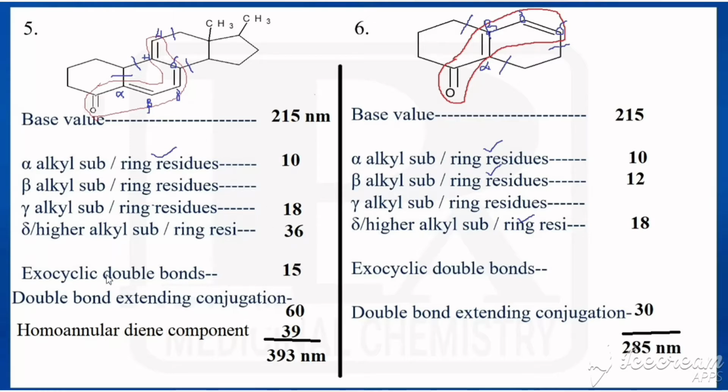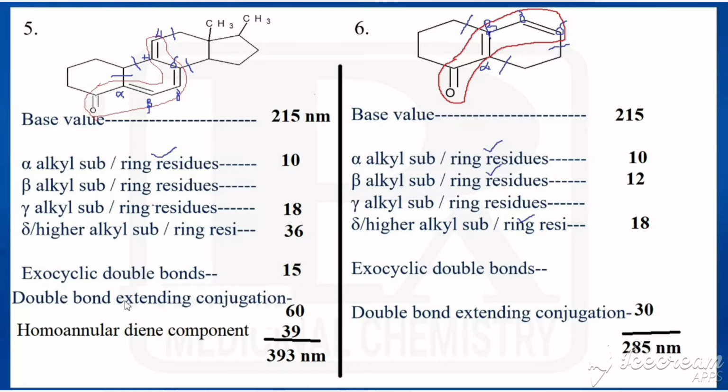Now we have to find the exocyclic double bond. So here according to this ring, this is exocyclic. Now according to this ring, this is exocyclic. According to this ring, this is exocyclic. So totally 3 exocyclic double bonds are there. So 3 into 5, 15.